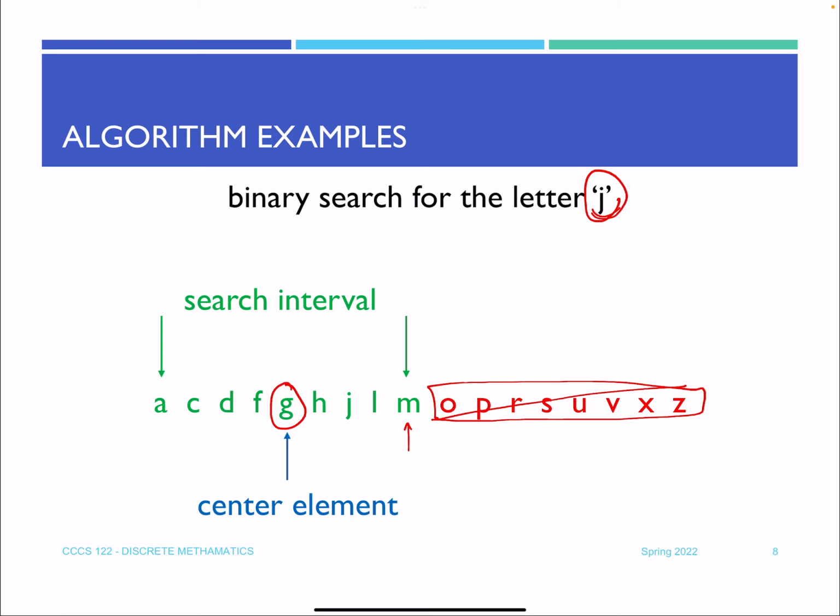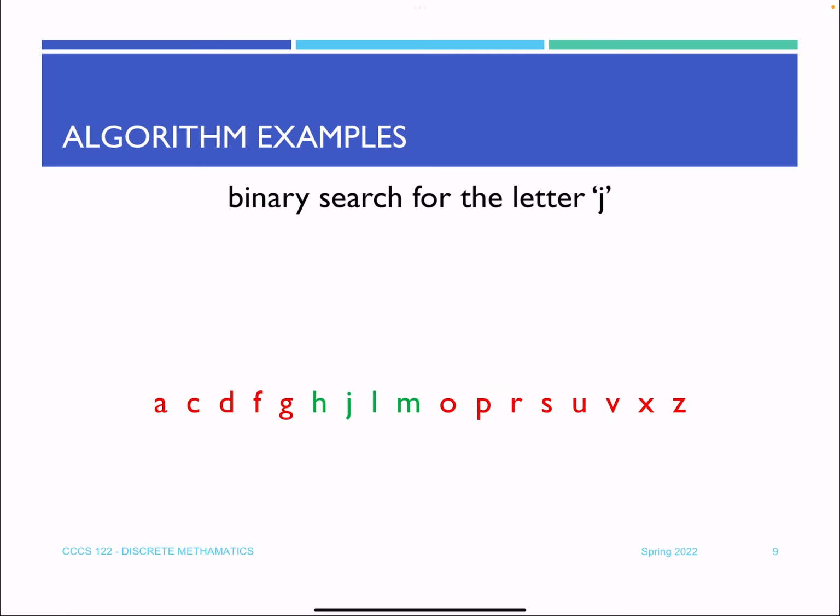The question now is, does G come before J or after J in alphabetical order? And the answer, of course, is that G comes before J, which means that all elements to the left of G, G included, can be eliminated, and that leaves this as our search interval.